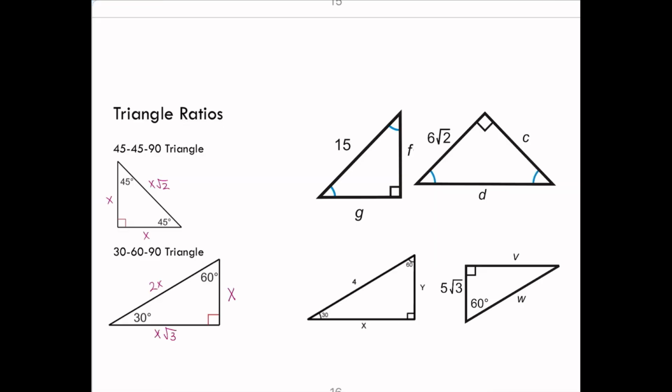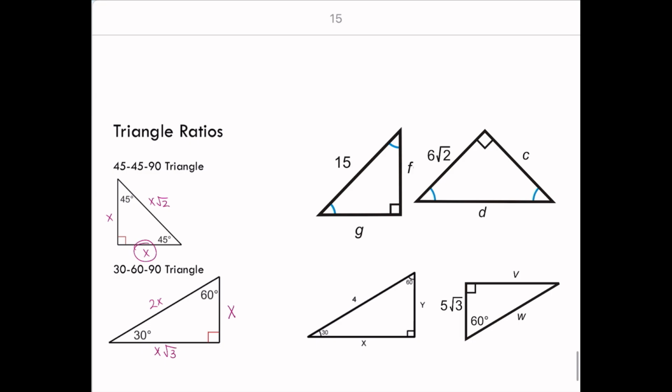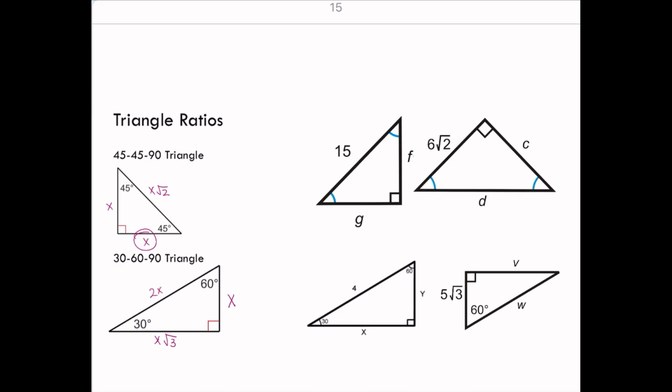Moving on to triangle ratios, when you have a 45-45-90 triangle, it makes it easier to find the side lengths when only given one because the sides have a set ratio to each other. So when you are only given x, for example, you are able to use that value to find the other two side lengths.